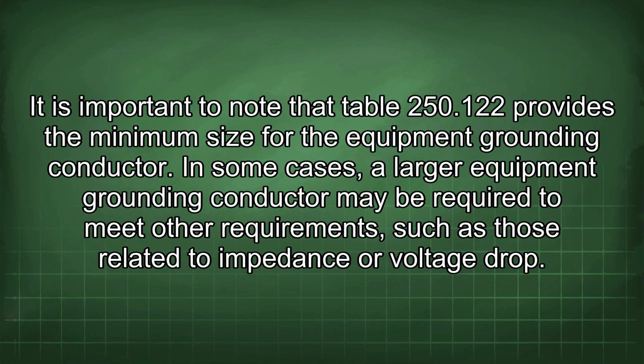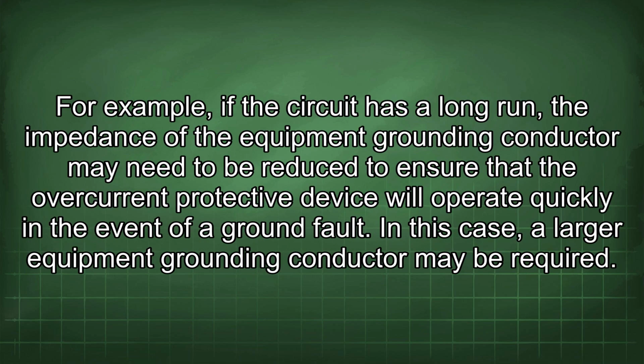It is important to note that Table 250.122 provides the minimum size for the equipment grounding conductor. In some cases, a larger equipment grounding conductor may be required to meet other requirements such as those related to impedance or voltage drop. For example, if the circuit has a long run, the impedance of the equipment grounding conductor may need to be reduced to ensure that the overcurrent protective device will operate quickly in the event of a ground fault. In this case, a larger equipment grounding conductor may be required.